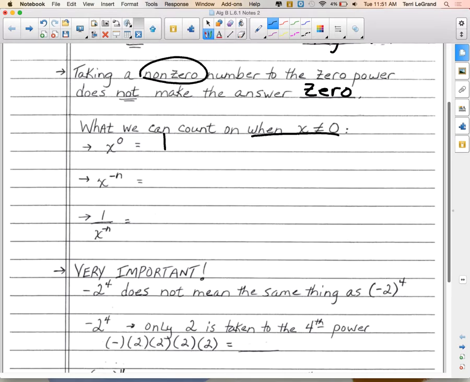Cody? It's a reverse. So if you have 3 to the third power equals 27, and you have 3 to the negative third power, it's just its reciprocal, 1 over 27.